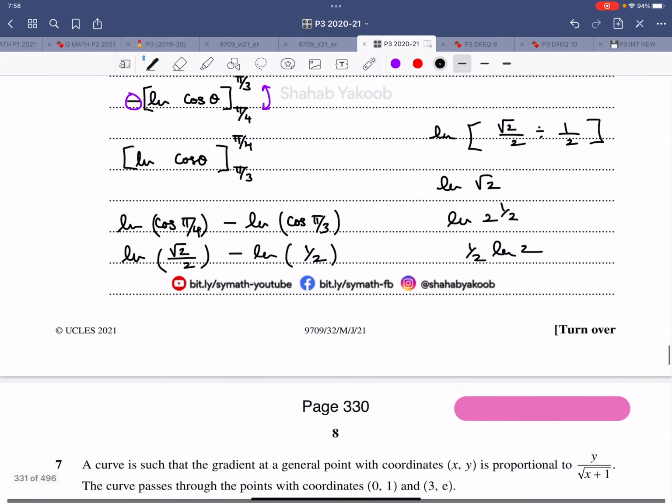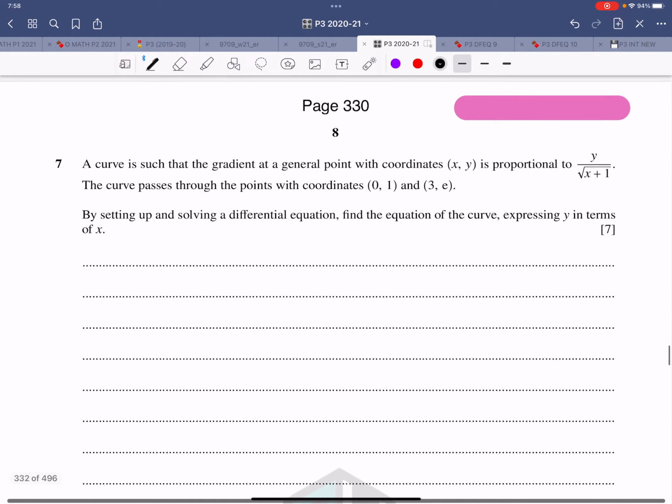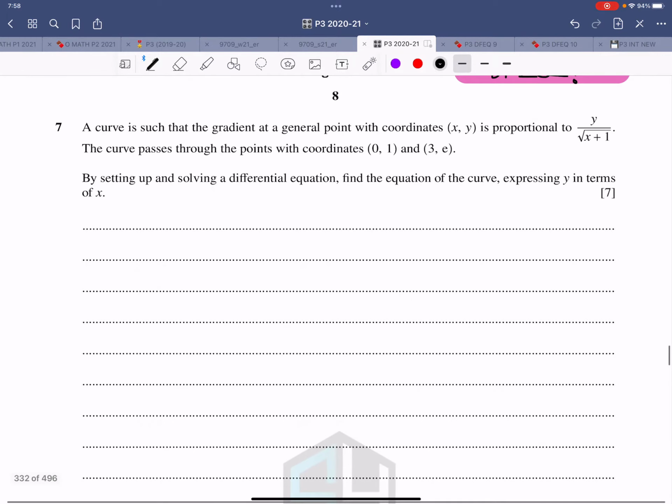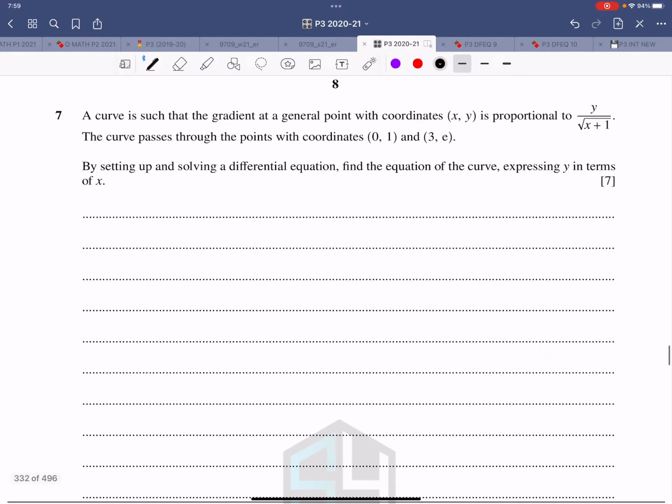Let's look at question number 7. What is question number 7 all about? Question number 7 looks like a differential equation question. It says a curve is such that the gradient at a point with coordinates xy is proportional to such and such. So dy by dx equals a constant multiplied by y divided by root x plus 1. So how do you end a proportionality sign? Multiply by a constant of proportionality.